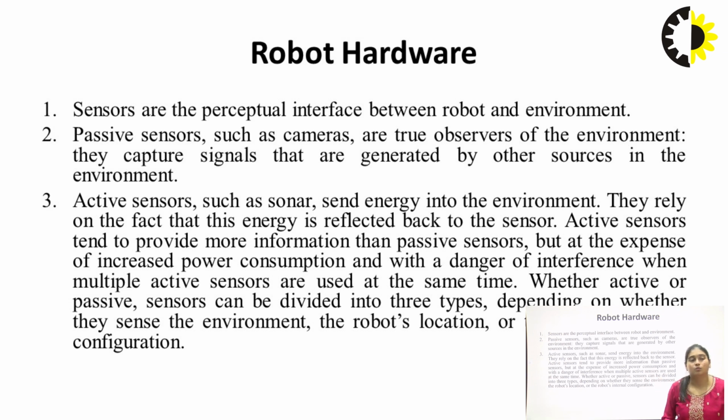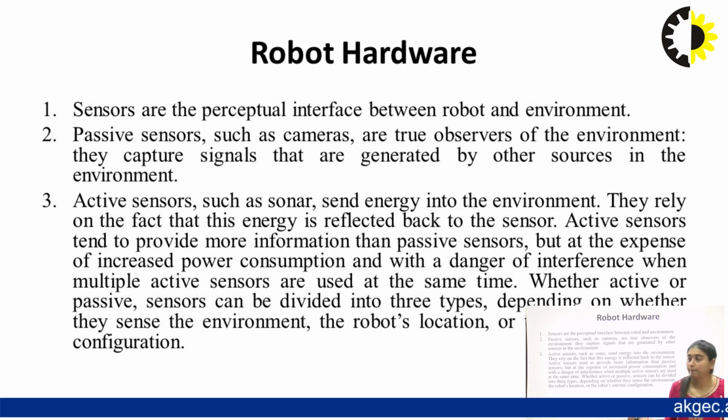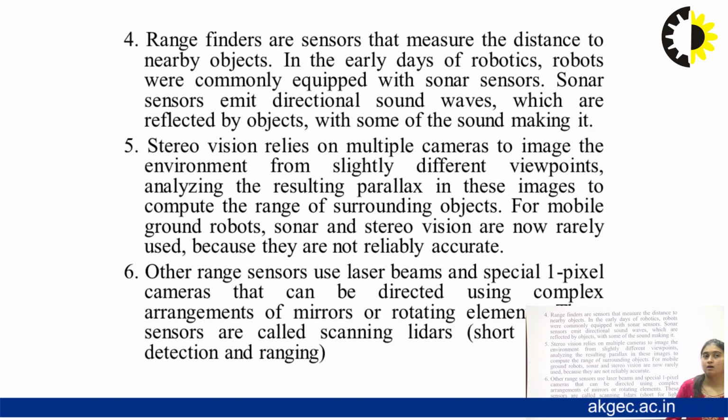Okay, so active sensors provide more information than passive, at the expense of increased power consumption and with the danger of interference when active sensors are used at the same time. Whether active or passive, sensors can be divided into three types depending on whether they sense the environment, the robot location, and the robot internal configuration.